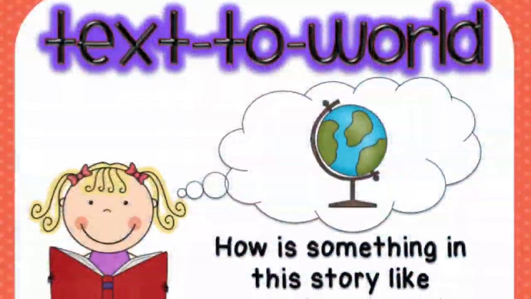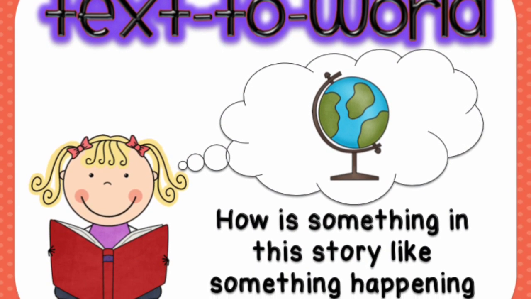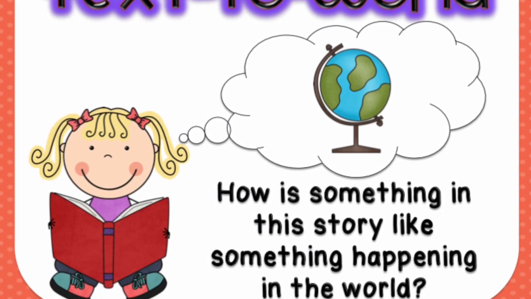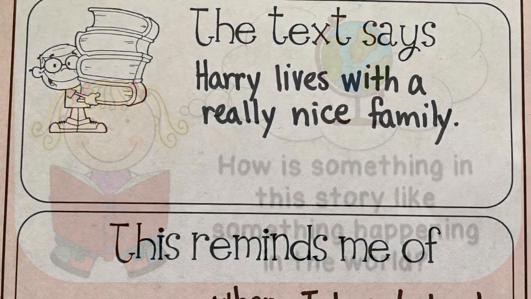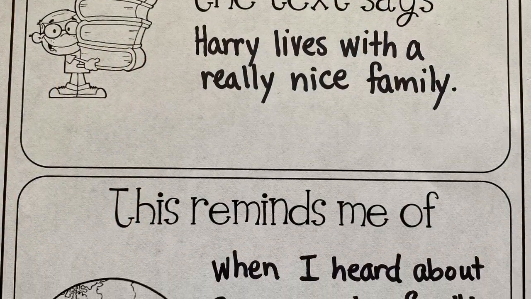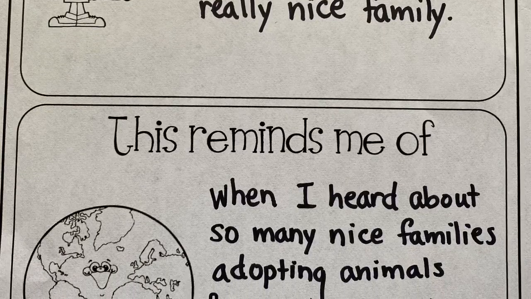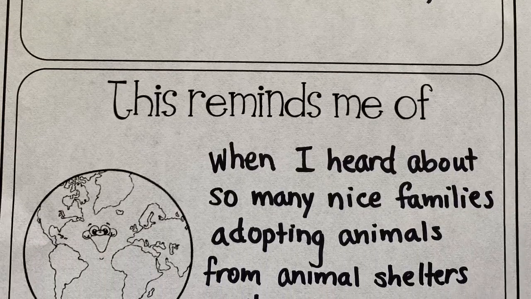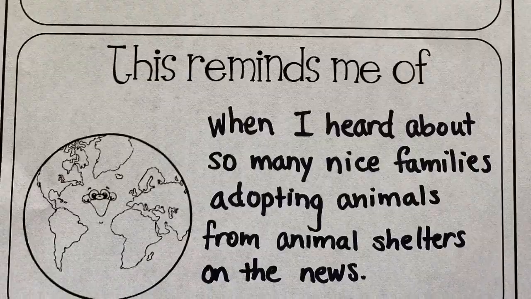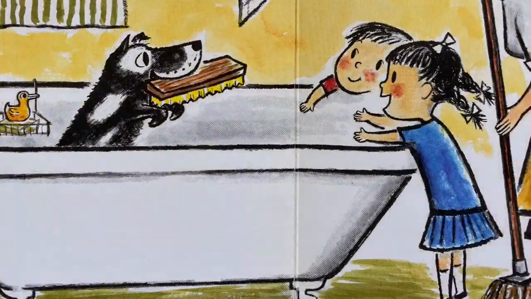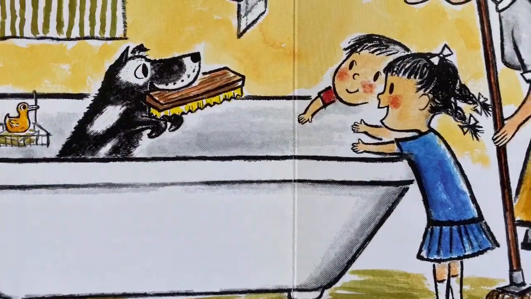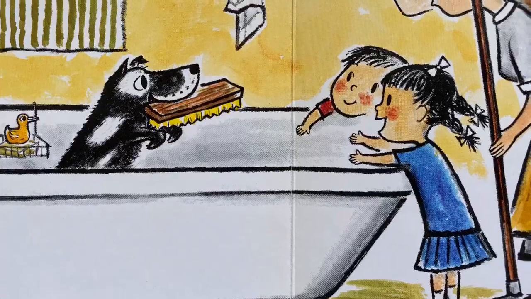Text-to-world connection is when you are reading a book and it reminds you of something that you've heard about or seen out in the real world. Using the text-to-world connections, we can say that the text says, Harry lives with a really nice family. This reminds me of when I heard about so many nice families adopting animals from animal shelters on the news, and that was happening in the real world.